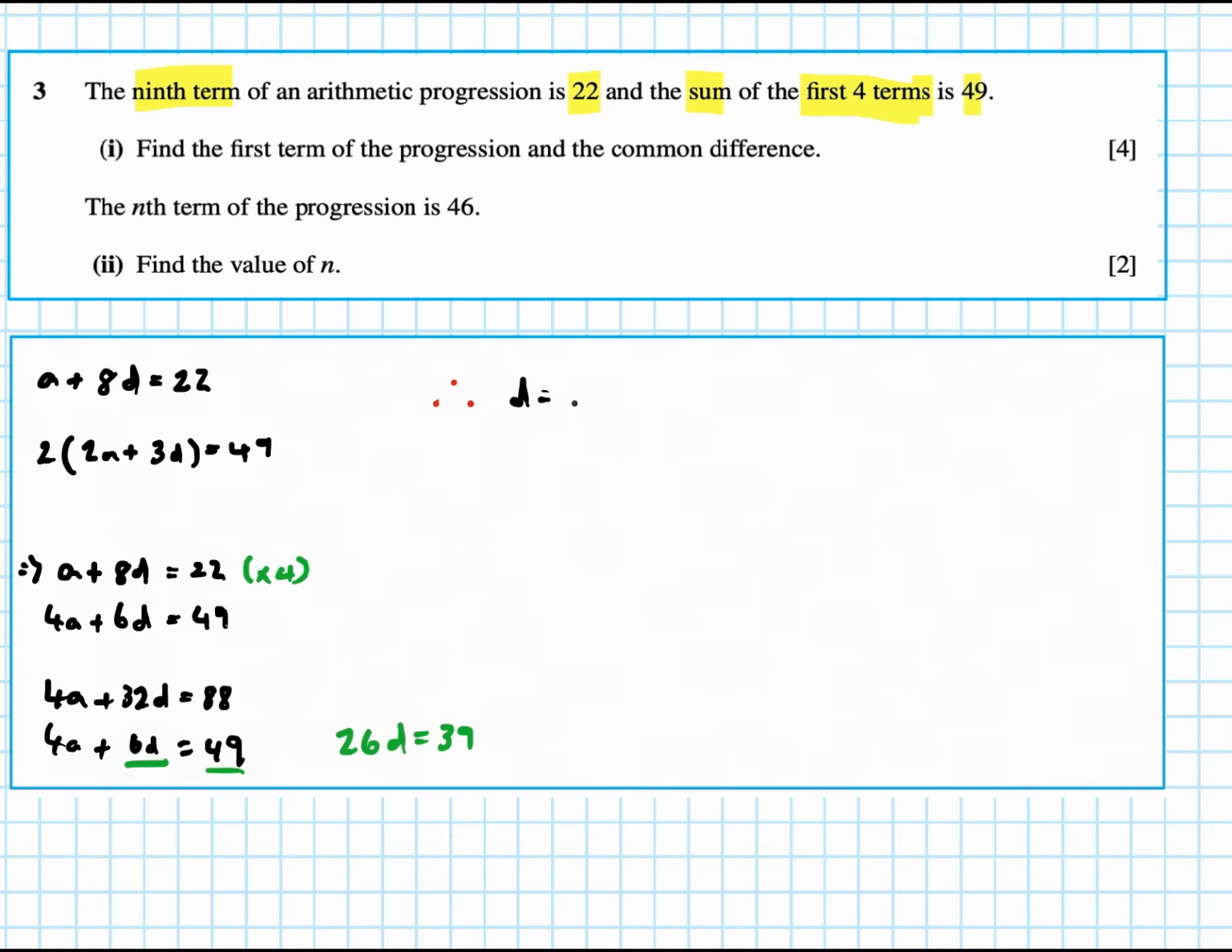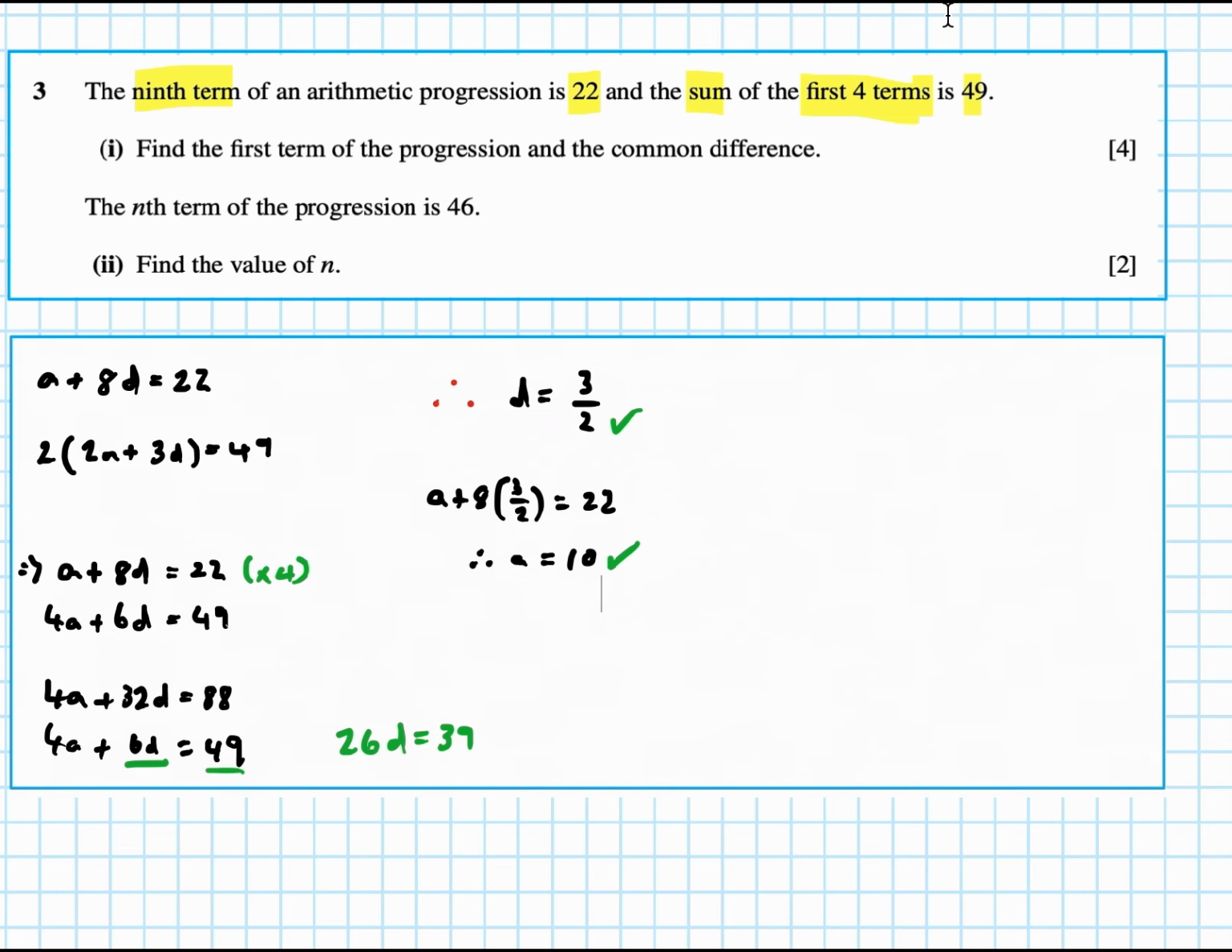So once you've got d, you can plug it in. You can substitute it back in to one of the original formulas or one of the original equations. Just pick the easiest one, whatever suits. So a plus 8 times 3 over 2 is 22, and from there you can find a. So we now have our first term of the progression and the common difference. So d was 3 over 2, or 1.5 if you want, and a is equal to 10.